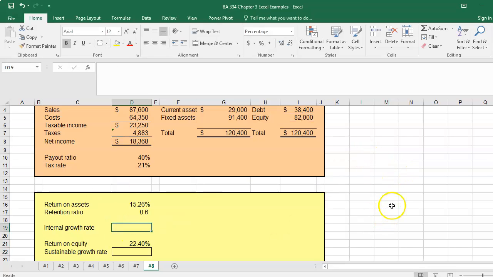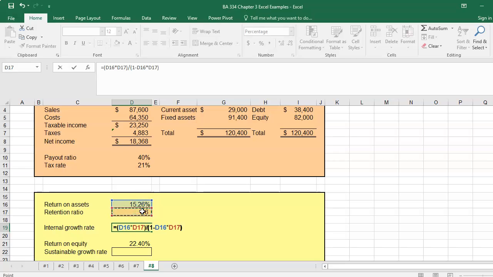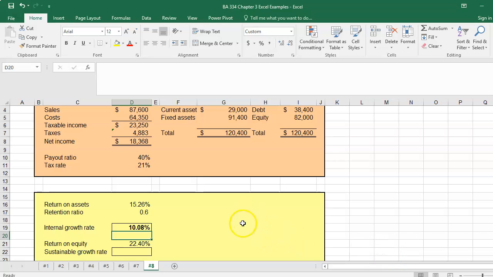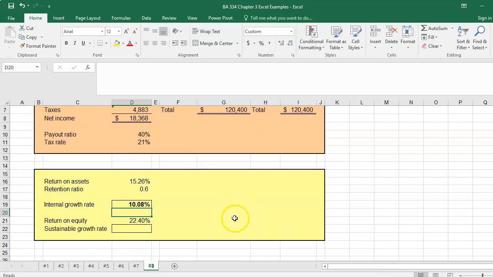Internal growth rate is calculated by taking the return on assets times our retention rate divided by 1 minus the return on assets times the retention rate. So return on assets times retention rate divided by 1 minus return on assets times the retention rate. This says that the most we can grow if we don't take outside funding on as debt is 10%. That's our internal growth rate.